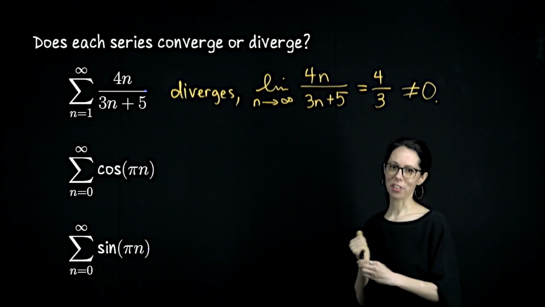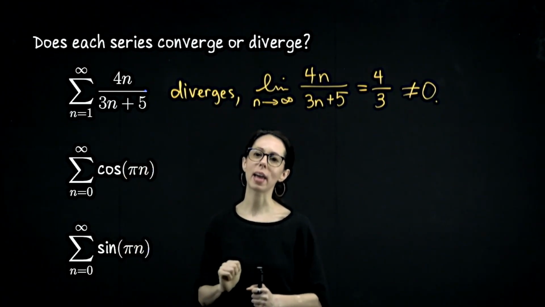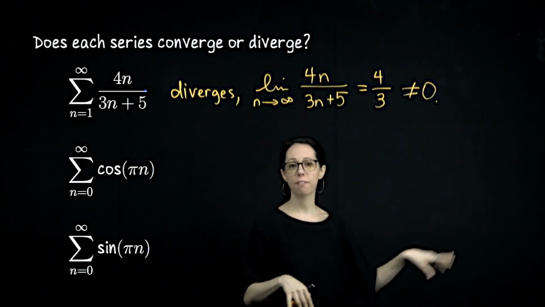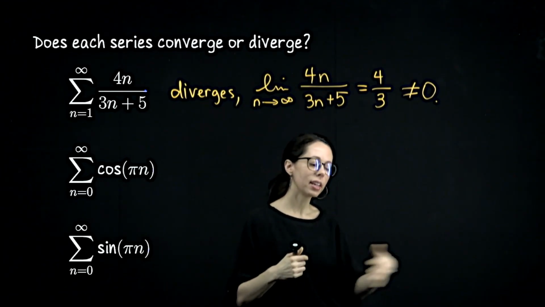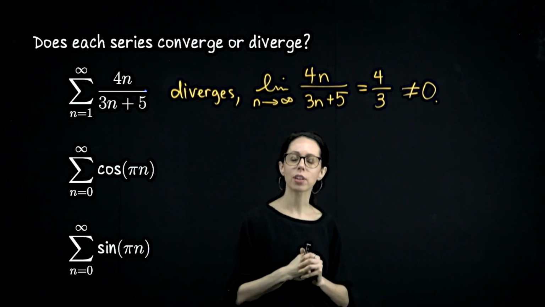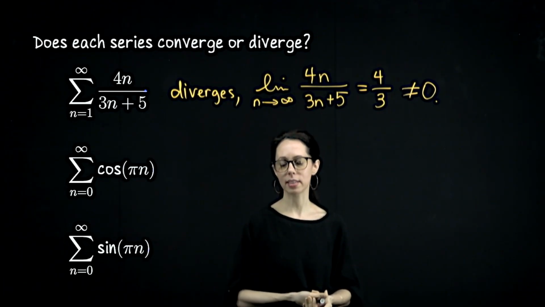You have to be careful with the next two examples. I put them on here as a bit of a curveball, because if you look at cosine of pi n and sine of pi n, and you picture the functions cosine of x and sine of x, the cosine and sine waves, and let the argument go to infinity, you might say, hey, that bounces around. These oscillate, the limit does not exist.